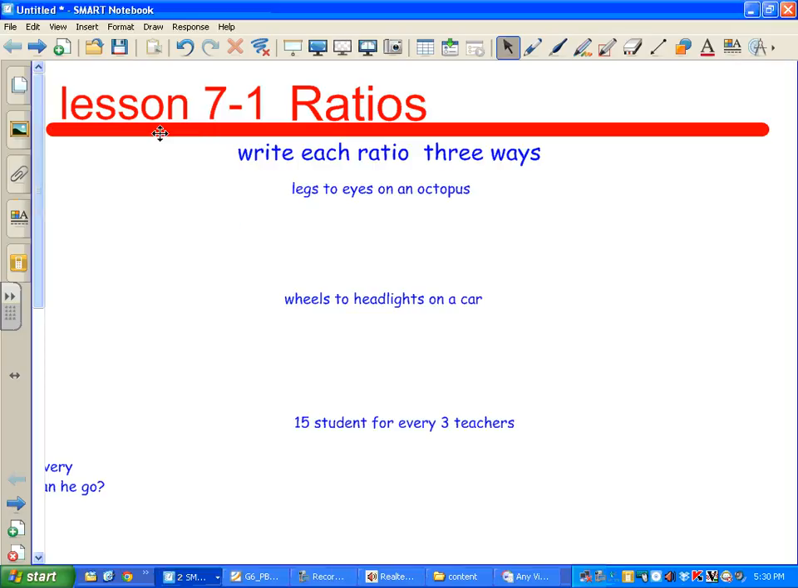All right, here we are again with Mr. Briggs. We're starting a whole new unit. We're doing unit number 7, which is all about ratios and solving ratio problems.